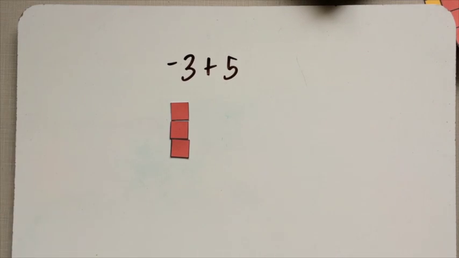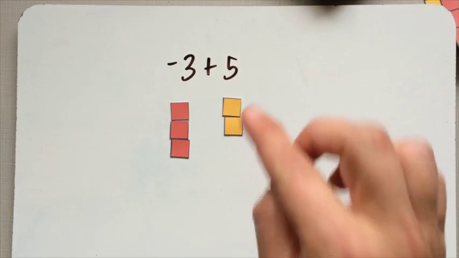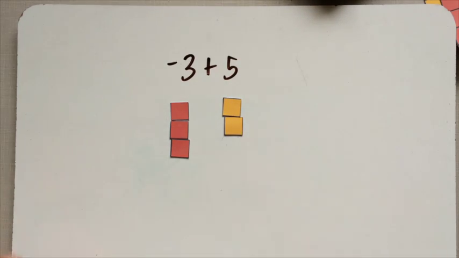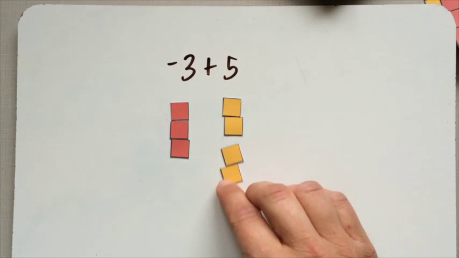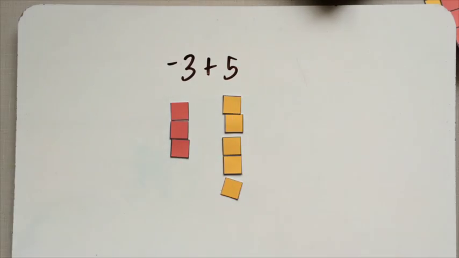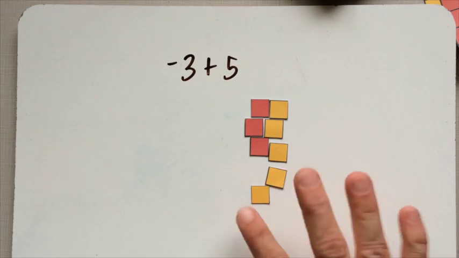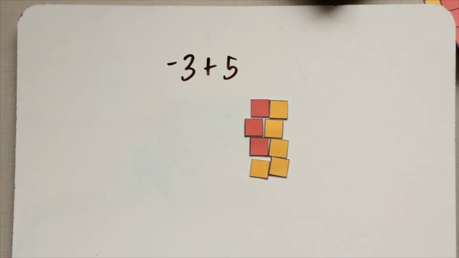Negatives, you should be thinking in your mind, a loss or something you owe. Positives, what you have. So to represent a positive 5, I'm going to need 5 yellow tiles. Those are my positives. All right, and again, adding is just combining. I'm bringing them together. But I don't have 8. The reason I don't have 8 is because some of these are positive and some of these are negative.